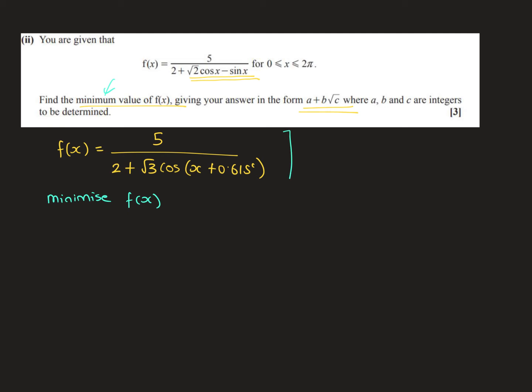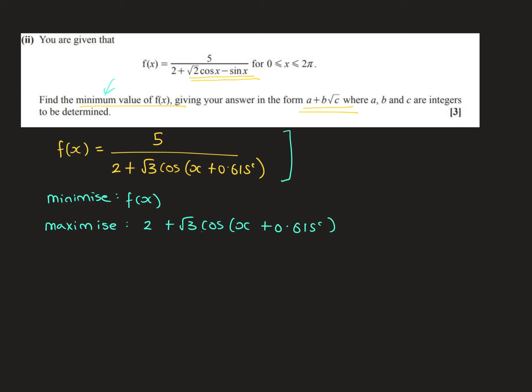So because f of x is written in the format of a fraction, effectively, to minimise this result, we need to maximise the denominator, because if you're dividing by a larger amount, you end up with a smaller result. So we want to maximise the denominator, which is 2 plus root 3 cos(x plus 0.615 radians). Now, how do we maximise this?